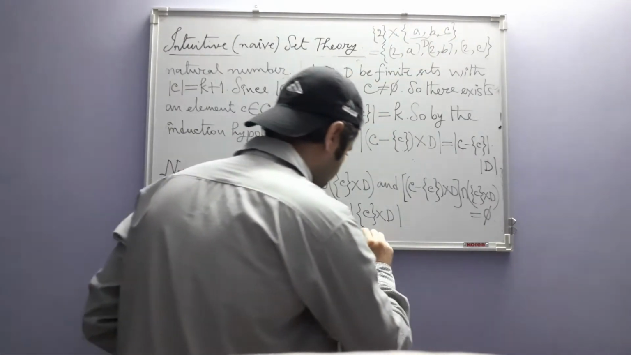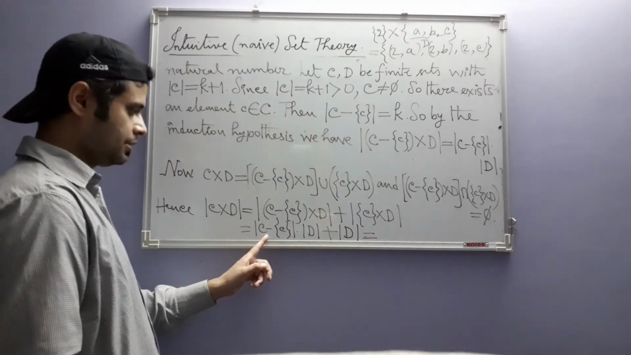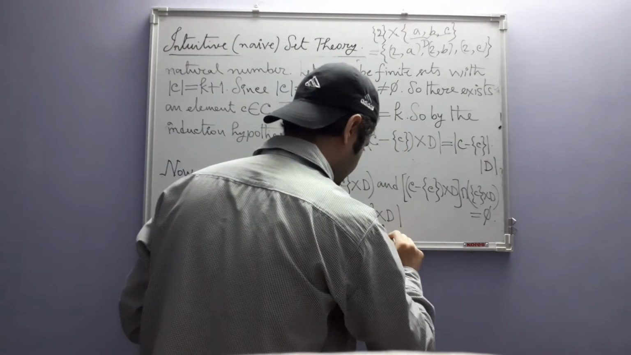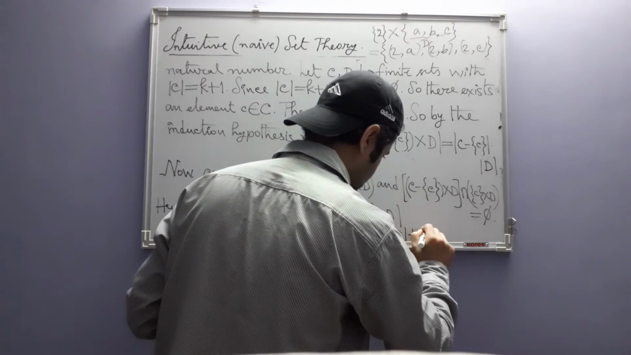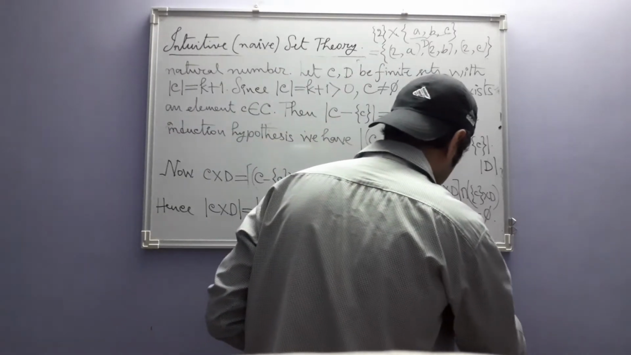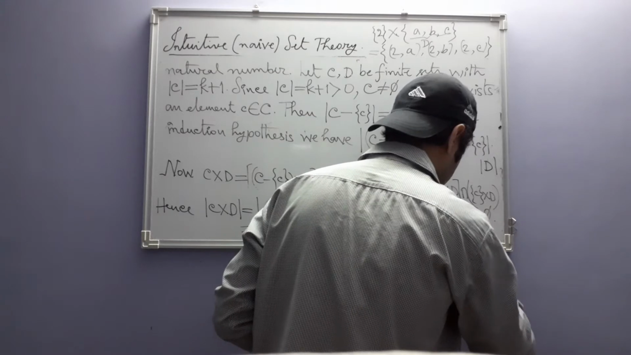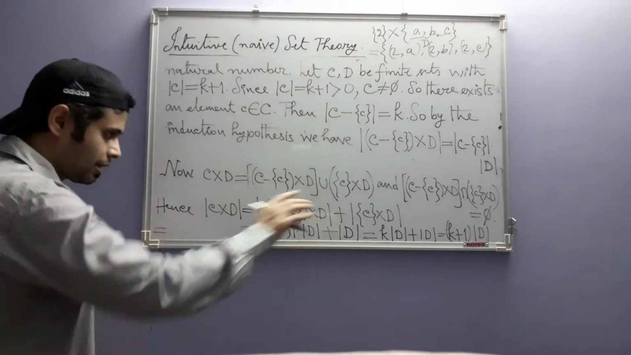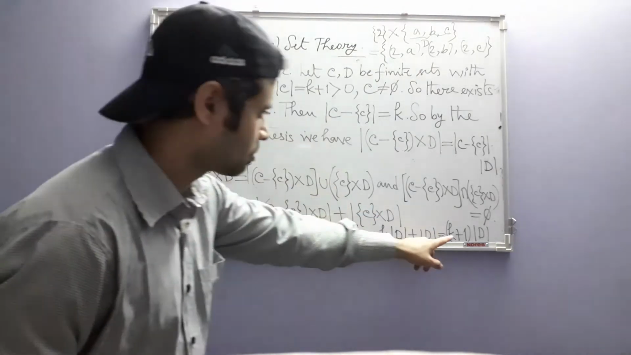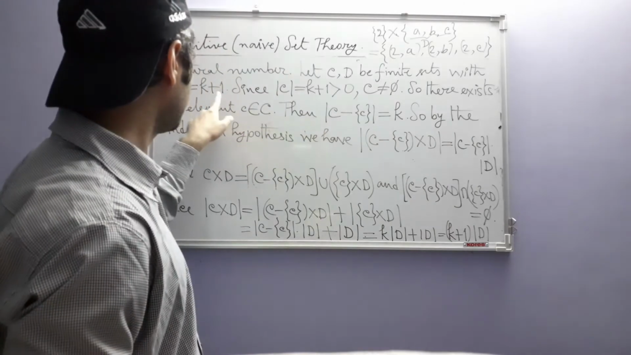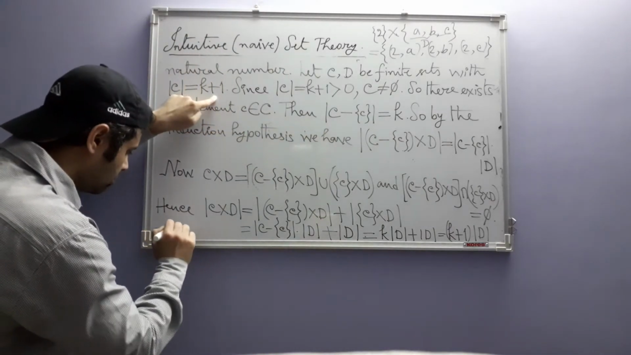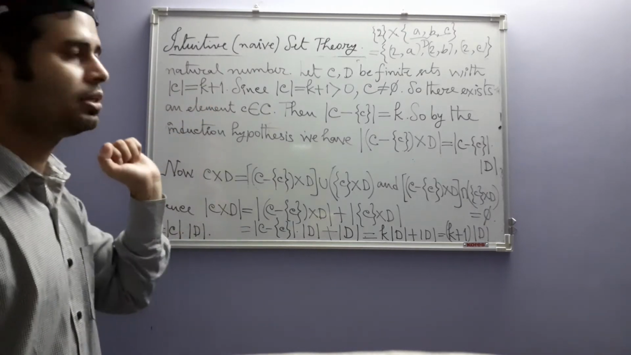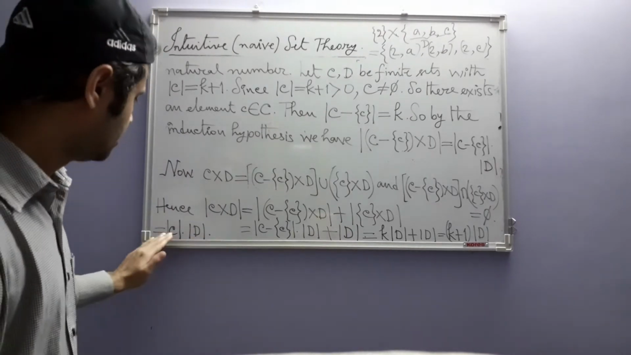Okay. Now this is actually what? You see, this is K times cardinality of D plus cardinality of D. So this is equal to K plus 1 times cardinality of D. And that is equal to, I am writing from here to here, okay. Now K plus 1 is what? K plus 1 is the cardinality of C times cardinality of D. So this is what we wanted to prove.